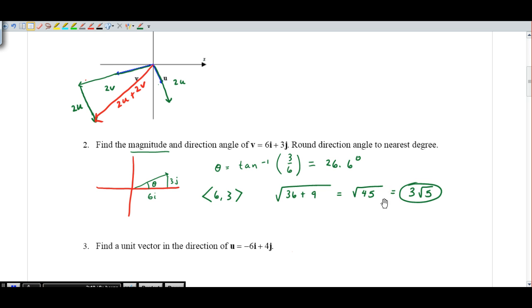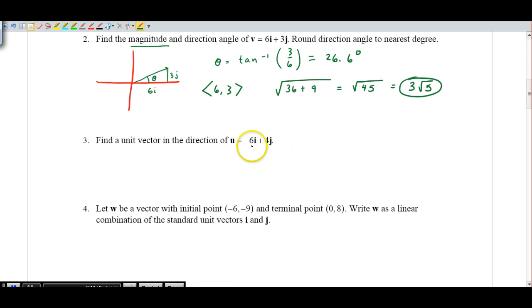Number 3, find a unit vector in the direction of u equals negative 6i plus 4j. Component form, this vector looks like this. Negative 6, 4. The magnitude of u is equal to the square root of 36 plus 16, which is equal to the square root of 52. This simplifies to 2 times the square root of 13.